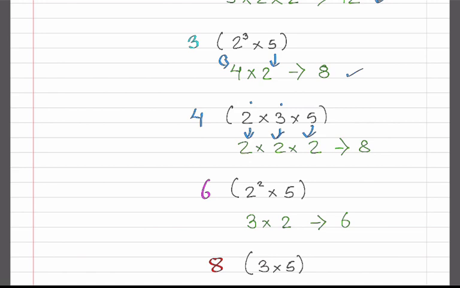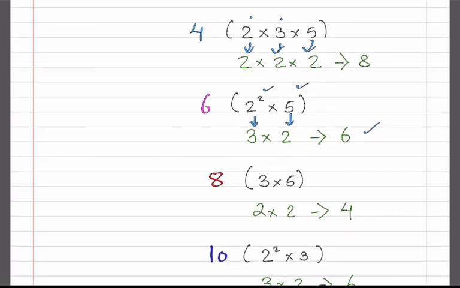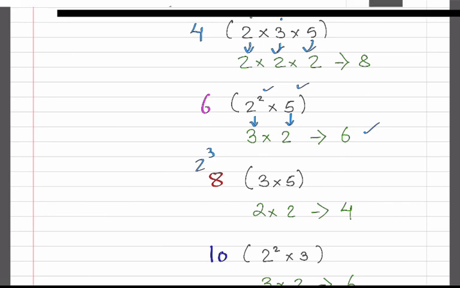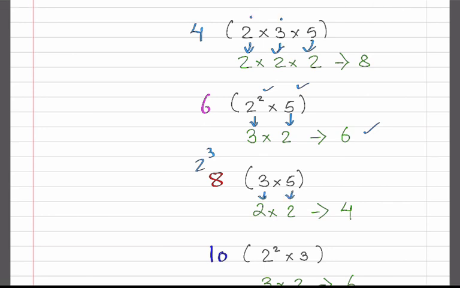What am I left with then? 2 square into 5. 2 square has 3 factors, 5 has 2 factors. So 3 into 2, 6 factors will be divisible by 6. Similarly, if I ask you how many factors are divisible by 8, take 2 cube out. What am I left with? 3 into 5. This has 2 factors, this has 2 factors. 2 into 2, 4 factors.